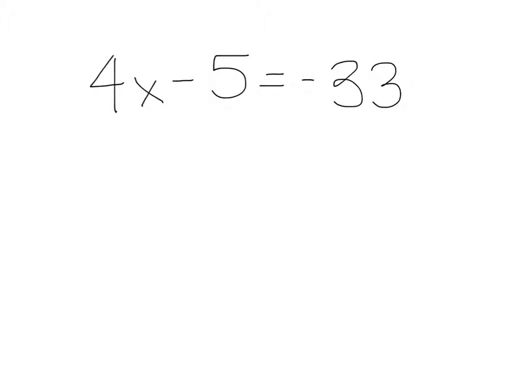Let's look at this example together. This one is now using negative numbers. So again, we have 4x minus 5 equals negative 33. So we identify the variable, which is x. It's being multiplied and subtracted. So then we do the opposite backwards. So we're going to add 5 first. So we add 5 to this side.